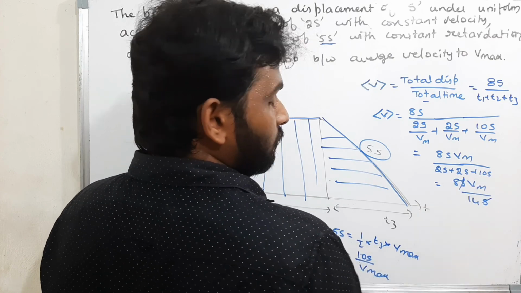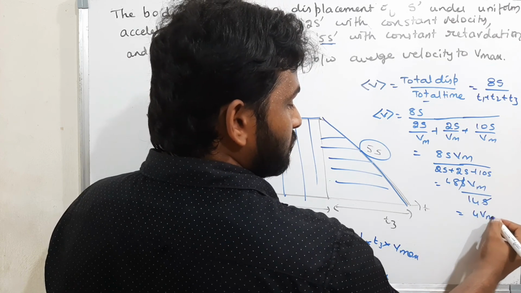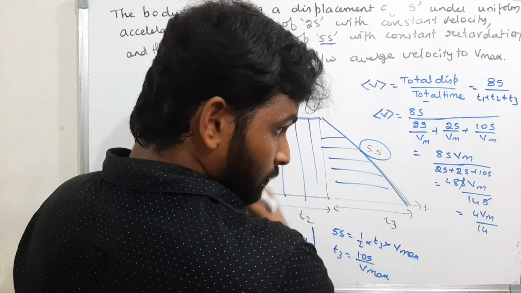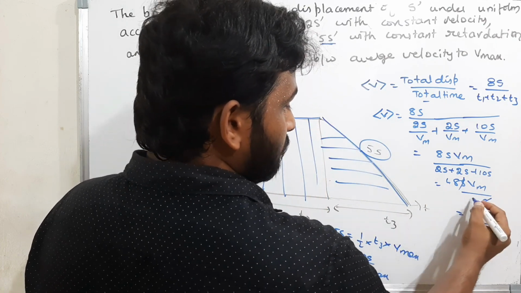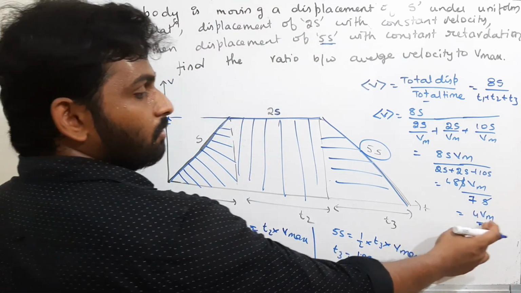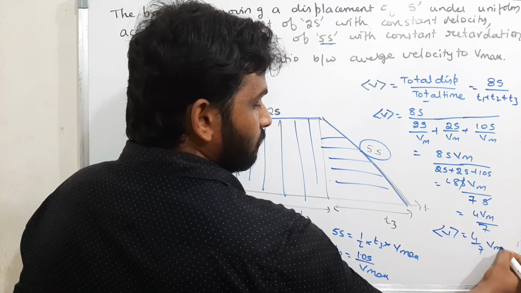Yes, the s is cancelled off. And 2 4s, 2 7s. Therefore 4 Vmax by 14, sorry, 2 7s are 14. 4 by 7 Vmax. Therefore average velocity is equal to 4 by 7 Vmax.